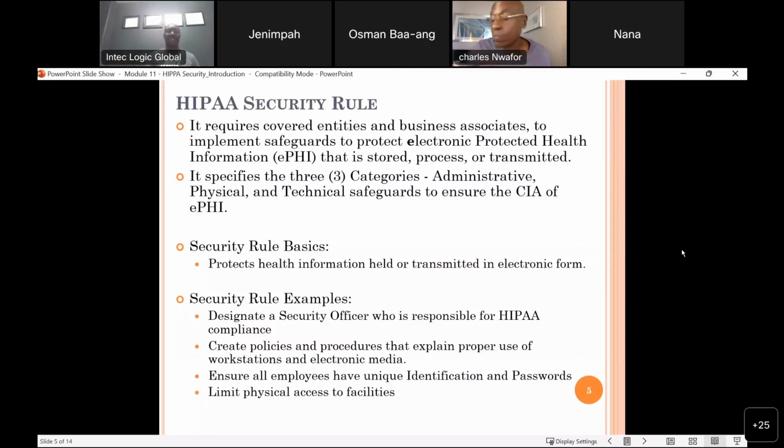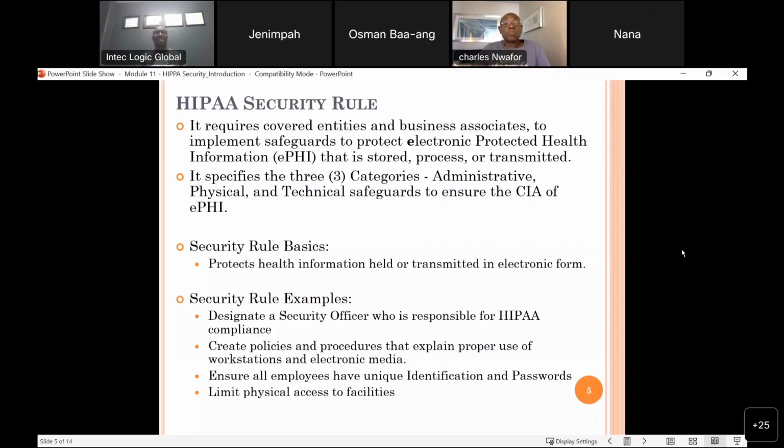It specifies the 3 categories. So HIPAA security has 3 categories. It has administrative, physical, and technical safeguards that ensure the CIA of electronic protected health information. CIA ensures confidentiality, integrity, and availability of electronic protected health information, right? So the security rule protects health information held or transmitted in an electronic form.